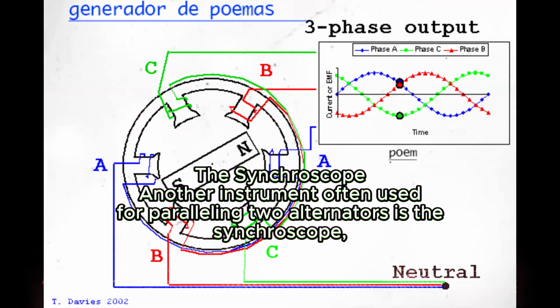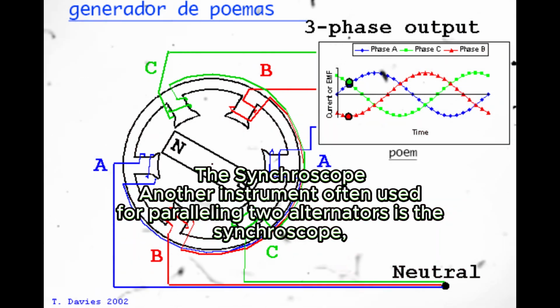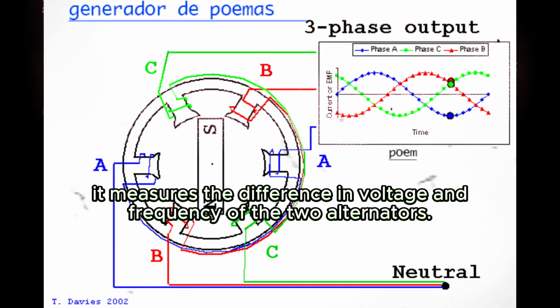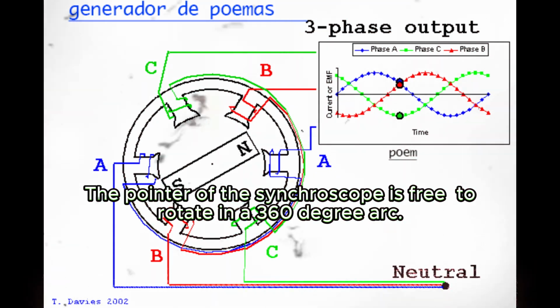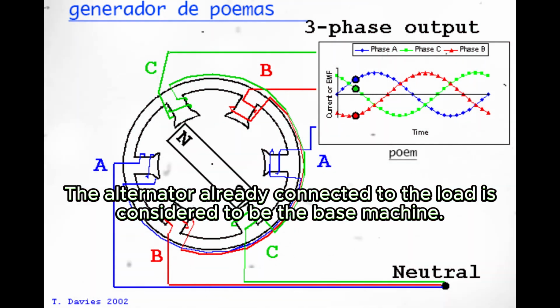The synchroscope. Another instrument often used for paralleling two alternators is the synchroscope. It measures the difference in voltage and frequency of the two alternators. The pointer of the synchroscope is free to rotate in a 360-degree arc. The alternator already connected to the load is considered to be the base machine.